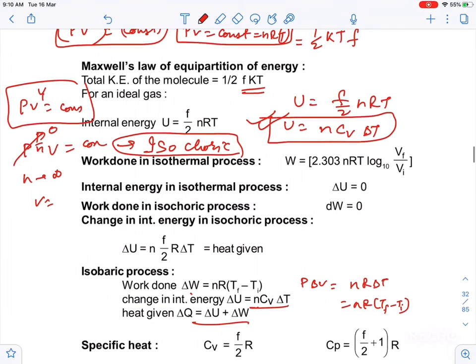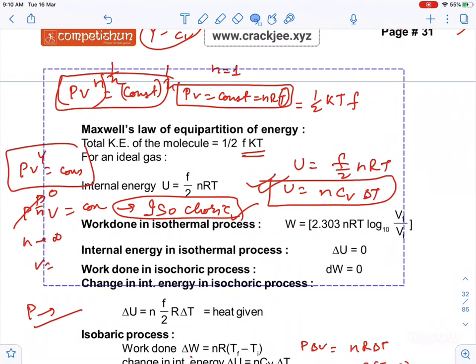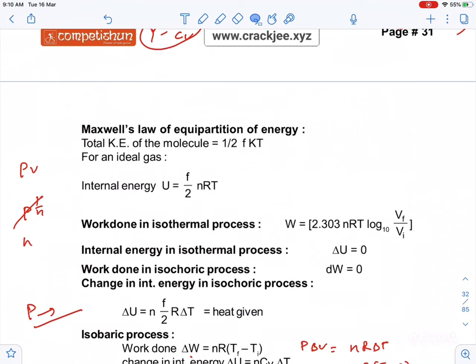This becomes an isochoric process. Isobaric is when pressure P is equal to constant. When volume is equal to constant, it is isochoric. When temperature is equal to constant, it is isothermal. So all this you have to keep in mind.